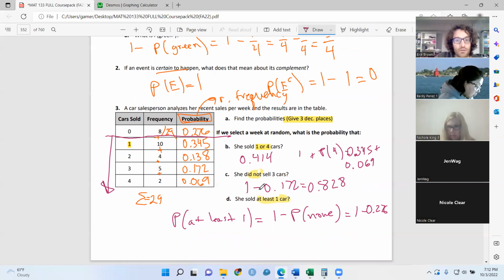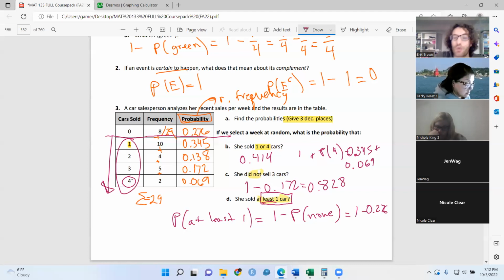Well, so look at these outcomes. At least means how many? Does selling 4 cars fall under the phrase at least 1? Is 4 at least 1? Yes. Is 3 at least 1? Yes. How about 2? Yes. How about 1? Yes. We just listed all of these outcomes. Is 0 at least 1? No. That's the complement, right? So the event of at least 1 is these 4 things. 0 is the complement of at least 1. So we can use the same thing we did in C, 1 minus the complement, which in this case is the 0.276. And maybe we get that calculation a little faster.